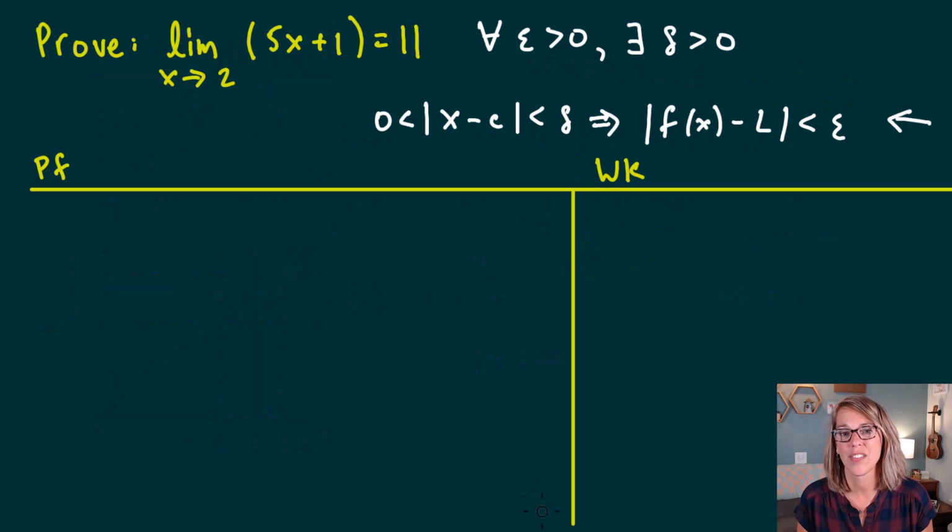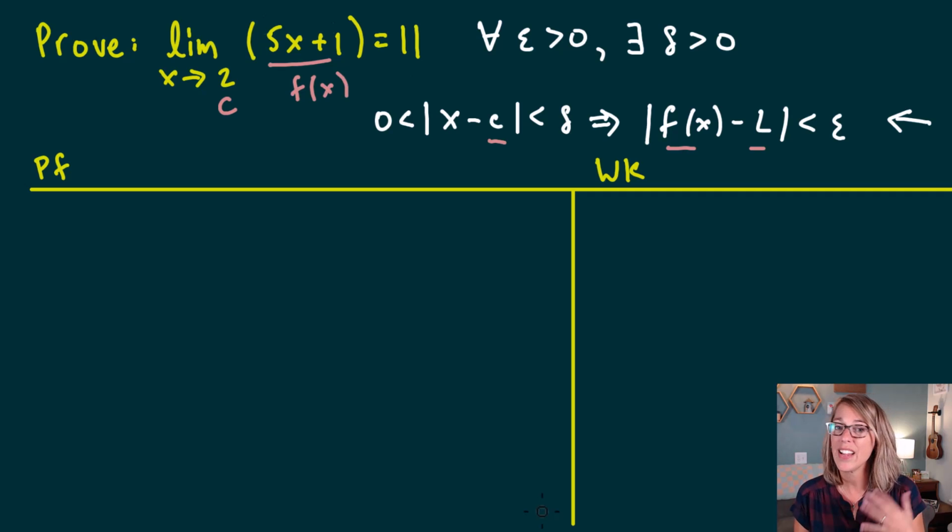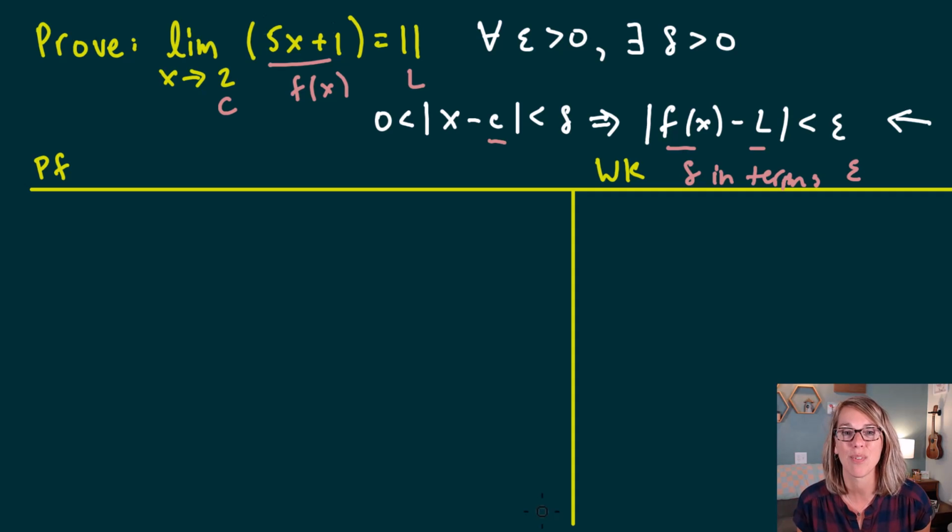As we're putting our work together, the first thing that we need to do is to identify what our values c, f of x, and L are for this problem. C is the value that x is approaching. F of x is that function, so that's going to be 5x plus 1, and L is our answer, the answer to that limit, and that's going to be 11. In our work, we're going to put both the delta statement and the epsilon statement together. Our end goal is really to find delta in terms of epsilon. So that's what we want to do.